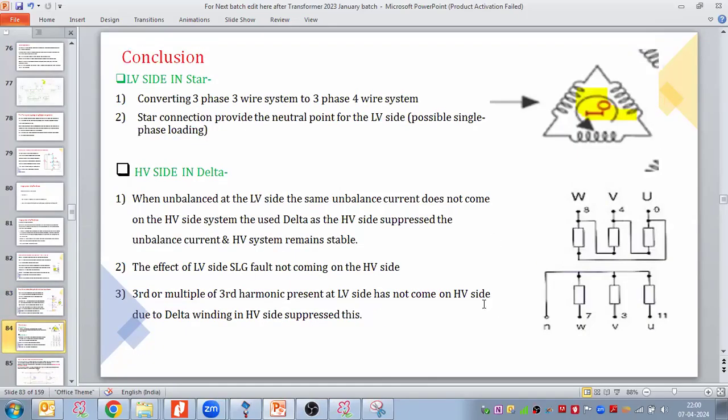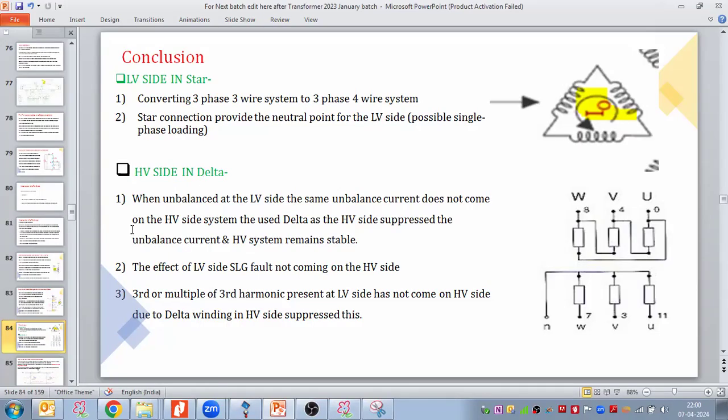Let us see some advantages and disadvantages again to conclude. The LV side in star converts a three-phase three-wire system into a three-phase four-wire system. This is one advantage of a star. Star connections provide the neutral point for the LV side, so single-phase loading is possible. This is an advantage of a star.